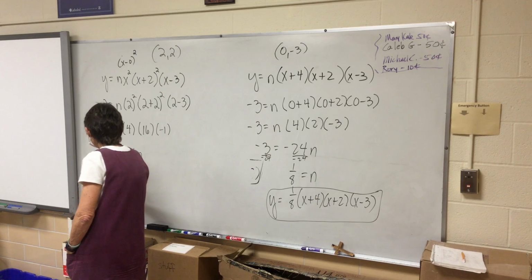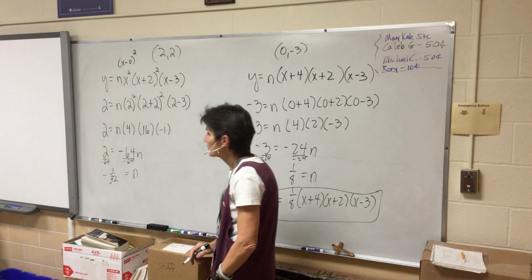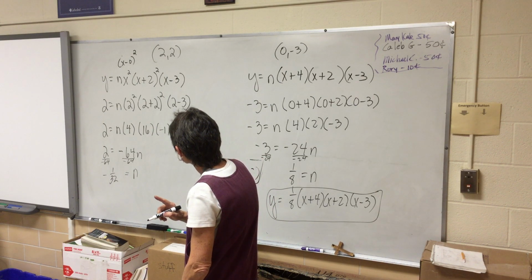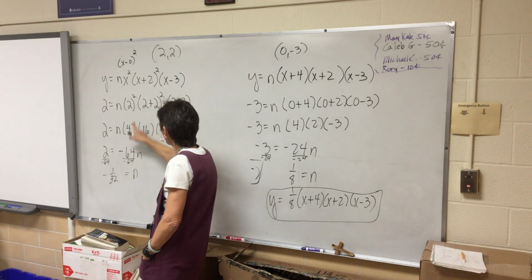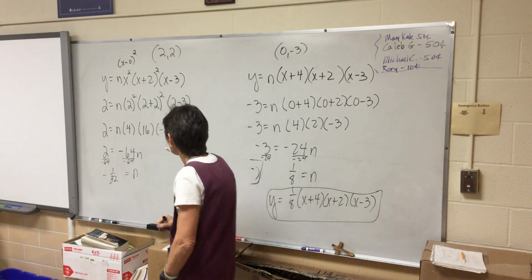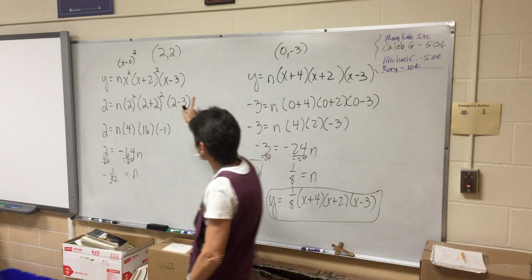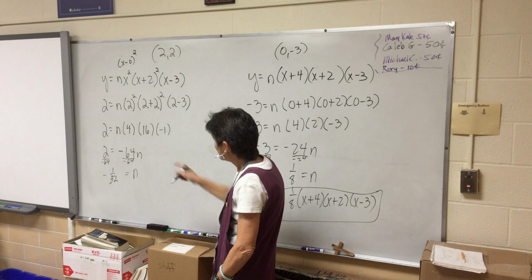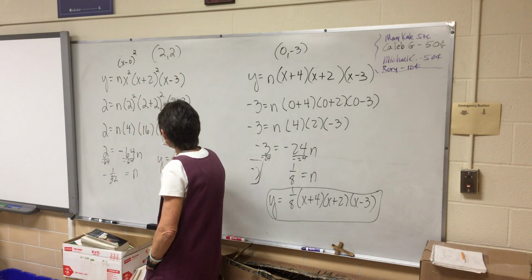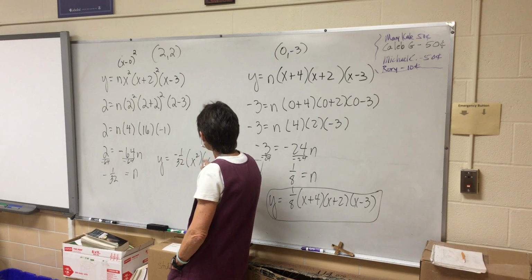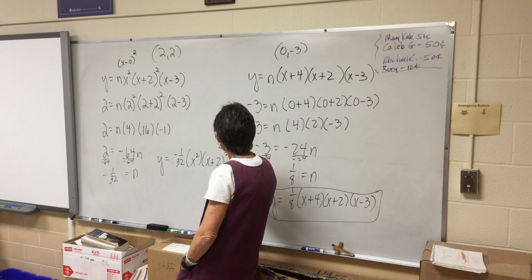So -1/32. Don't you have to add them up again? Do I have to what now? This is a multiply problem, so I multiply these 3 together. These are factors, so it's always going to be a multiply. And then I'll plug that back in. So y equals -1/32, x squared, x plus 2 squared, x minus 3.